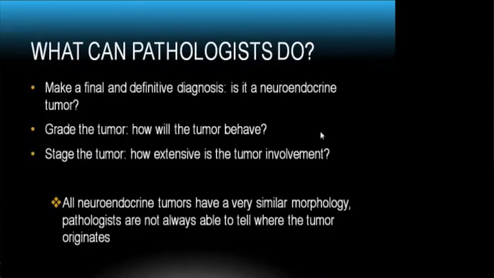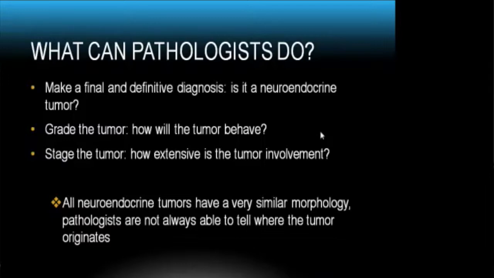So what can pathology do about the neuroendocrine tumors? Of course, we can make a final definitive diagnosis. We can tell you if it is a neuroendocrine tumor or another type of tumor. We also grade the tumor, and we will tell you how the tumor will behave. And we stage the tumor too, to let you know how extensive the tumor involvement is.